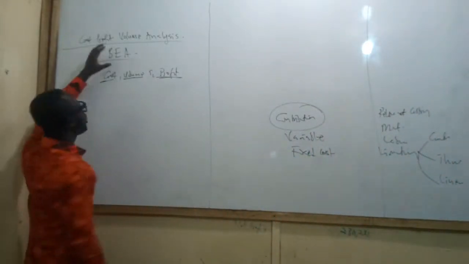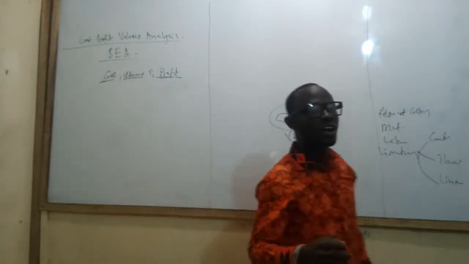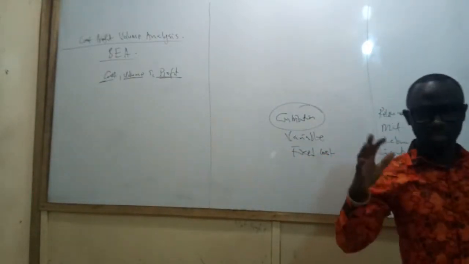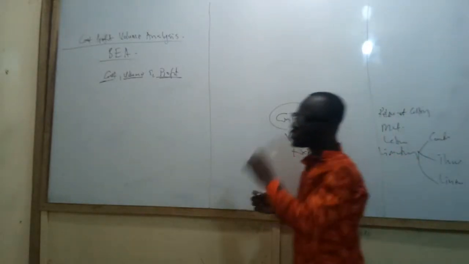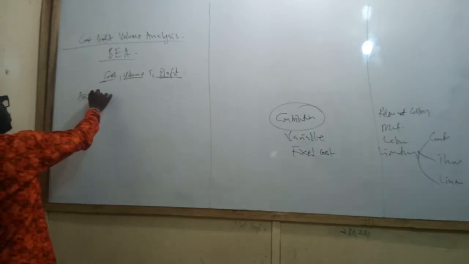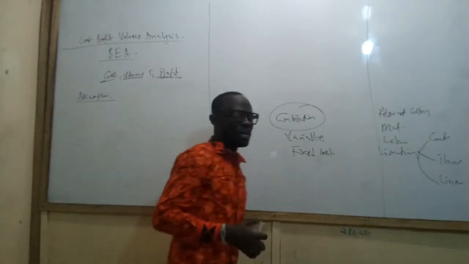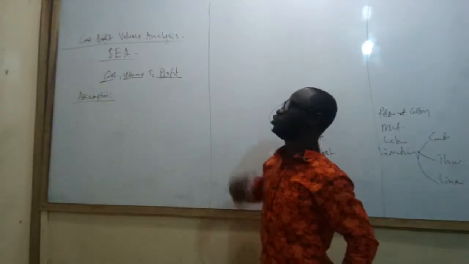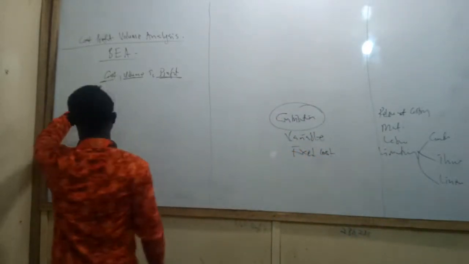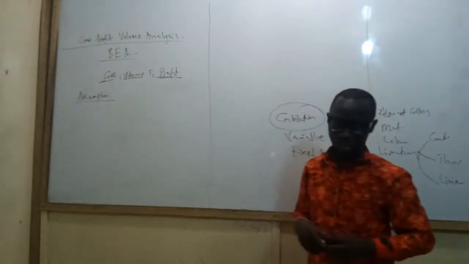Now, because this is a concept that we are looking at, there are various assumptions that we need to take into consideration. So let's look at the assumptions on cost volume analysis, because in doing the analysis, we will be lying a lot. But to make the lie turn to truth, we need to use assumptions. So let's look at some assumptions that underlie break-even analysis.